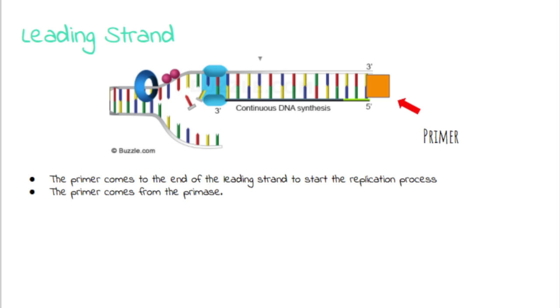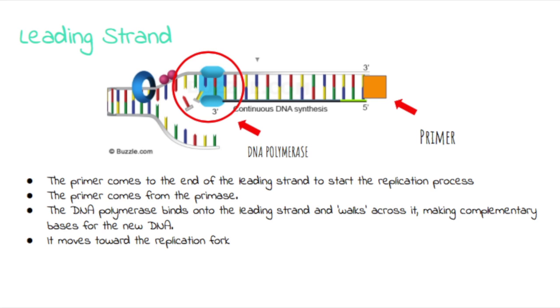So first we'll be talking about how the leading strand replicates DNA. So firstly, the primer comes to the end of the leading strand to start the replication process. You wouldn't be able to replicate DNA if it wasn't for the primer, and the primer comes from the enzyme primase. The DNA polymerase binds onto the leading strand and walks across it, making complementary bases for the new DNA. So basically the DNA polymerase starts from where the primer starts off and continues to move through the DNA in order to make the base pairs that it needs to replicate. It moves towards the replication fork in order to replicate all the DNA.